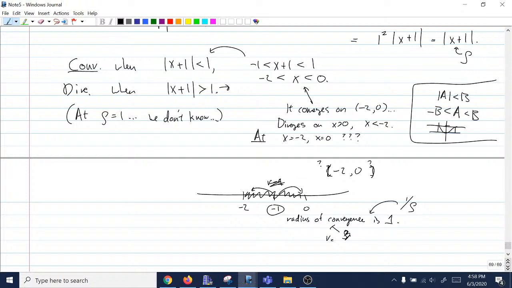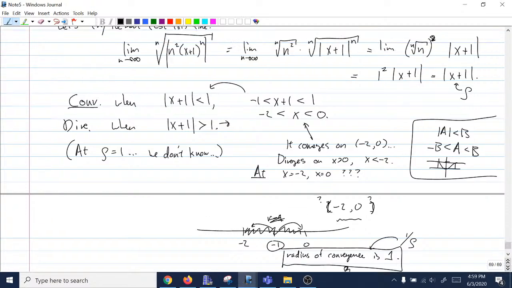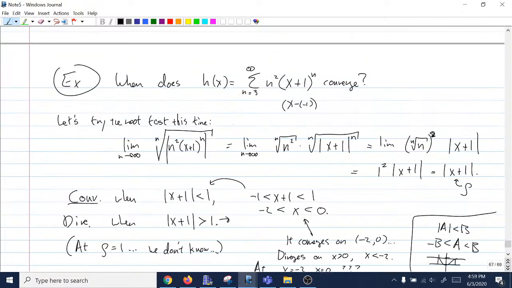I'm going to tend to use R for radius of convergence. Actually, I'm just going to use the words radius of convergence. We don't particularly need to give it a name. We've got a radius of convergence of 1. When the problems ask about radius of convergence, this is what they're getting at. The interval of convergence is basically negative 2 to 0. It's just I don't know whether to include the endpoints. Let's figure out whether to include the endpoints.